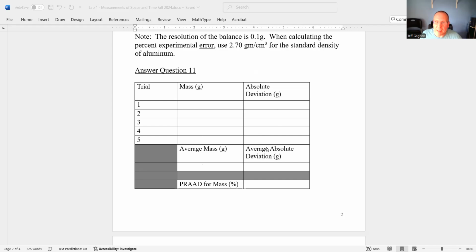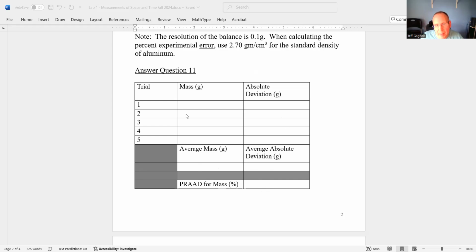But then when you average these, remember you can't just use 0.0 here. You have to use at least the resolution of the instrument for your average absolute deviation. If you don't remember that, refer back to the video on Prad. So remember, Prad can never be 0%. So you have to use at least the resolution of the instrument here for the average absolute deviation, which in this case is 0.1. So now to calculate Prad for mass, it's going to be 0.1 divided by your average mass times 100, and that'll be your Prad for mass.